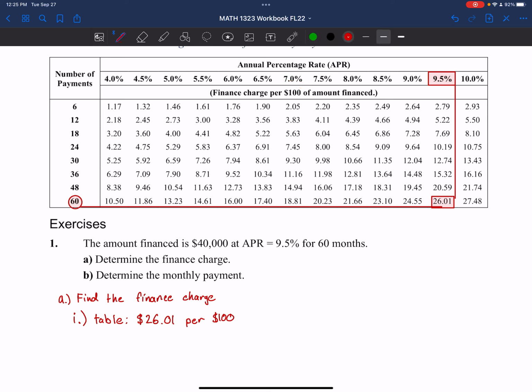So step 2, what we need to do is figure out how many hundreds. So we're going to take the amount financed, P, so this right here is our P, and we're going to divide that by 100. So that is going to be 40,000 divided by 100. So what we have is $400. So it looks a little weird, but this 400 is what we're going to need.